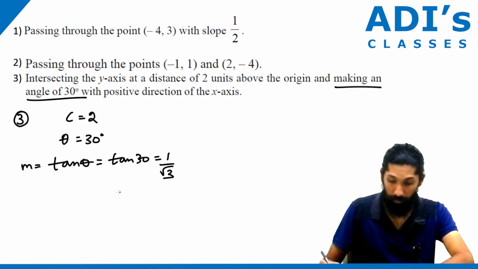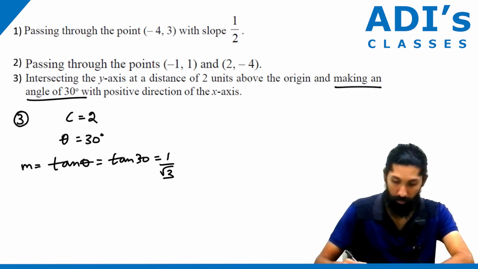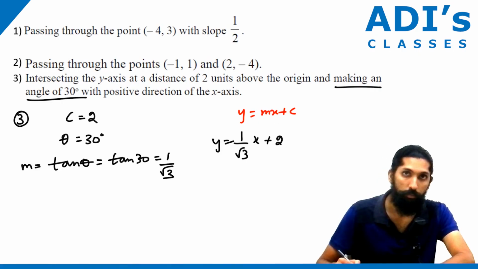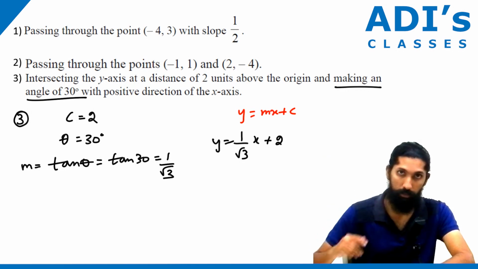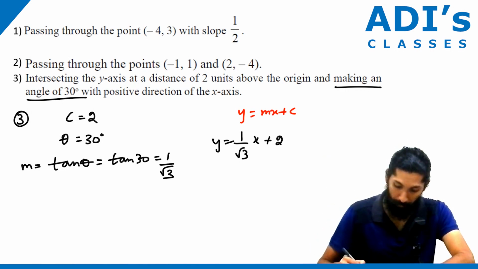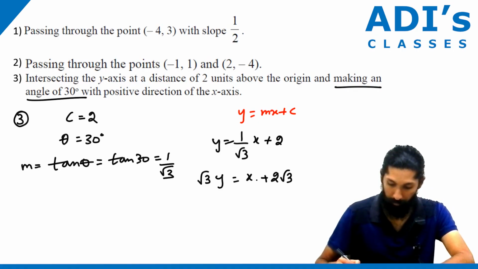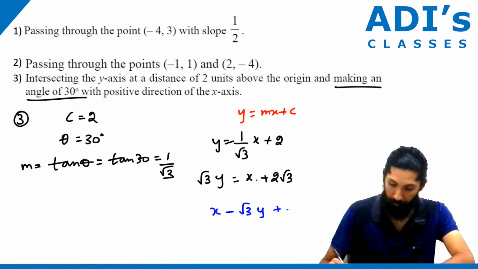So let's apply the formula. The formula is y is equal to mx plus c. So y is equal to 1 by root 3 x plus c. The c value is 2. Take the LCM. Take the root 3 this side, take the LCM and transpose it. You will have root 3 y is equal to x plus 2 root 3. So the final answer is going to be x minus root 3 into y plus 2 root 3 is equal to 0.